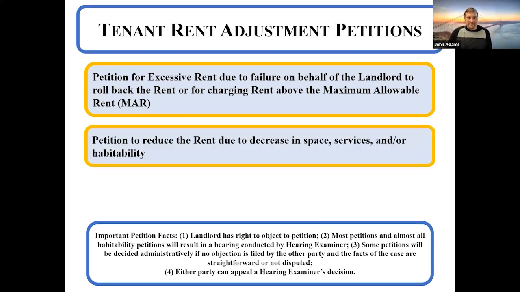The second is if the tenant claims that there is a reduction in space or services, or that there's a habitability complaint about the unit.